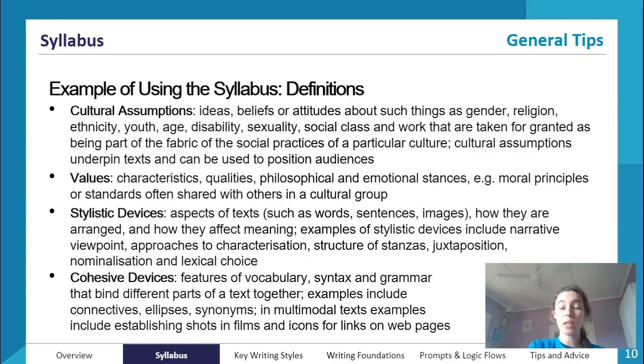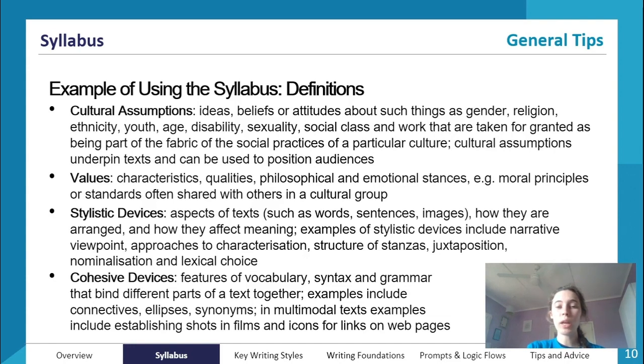So you have the idea of creating your own in a short story, and you can also be analyzing ones as well. So that could be the case in an essay, for example, where you need to analyze how a particular text uses cultural assumptions.